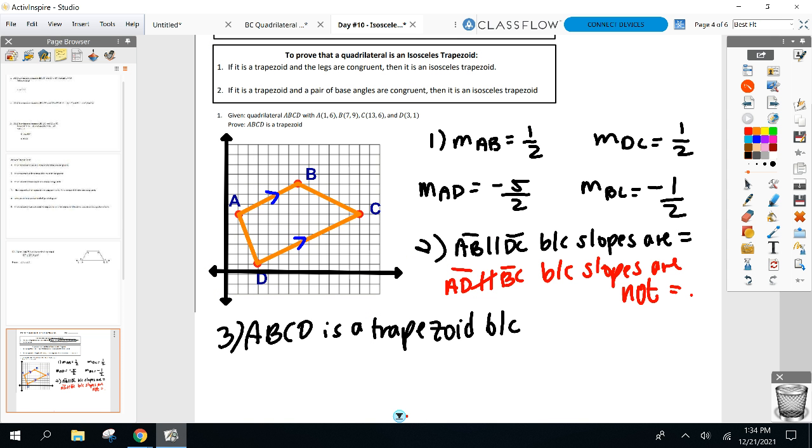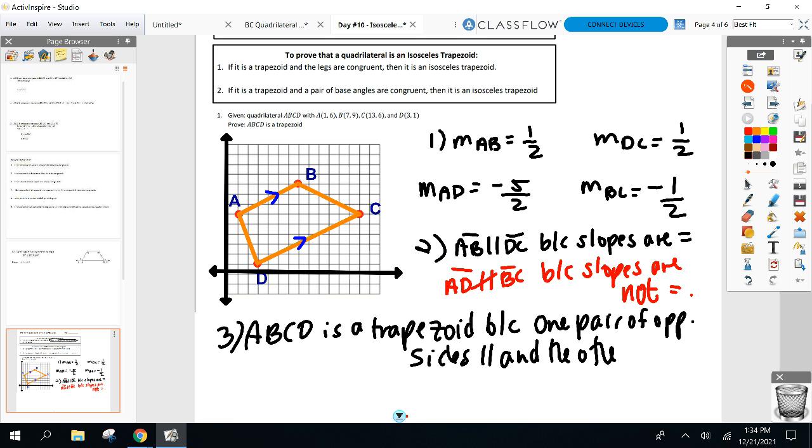Because one pair of opposite sides are parallel. Could be a parallelogram. Got to add more to that. And the other pair is not parallel. Perfect. Everyone see why you had to add in and the other is not? Because if Ella stopped right where she was, that could have been a parallelogram. So because one pair of opposite sides parallel and the other is not.